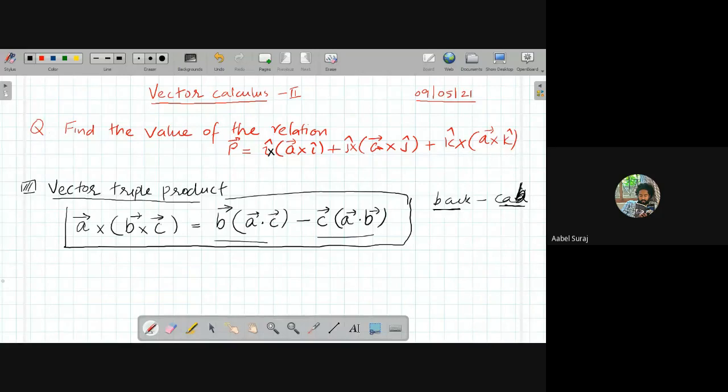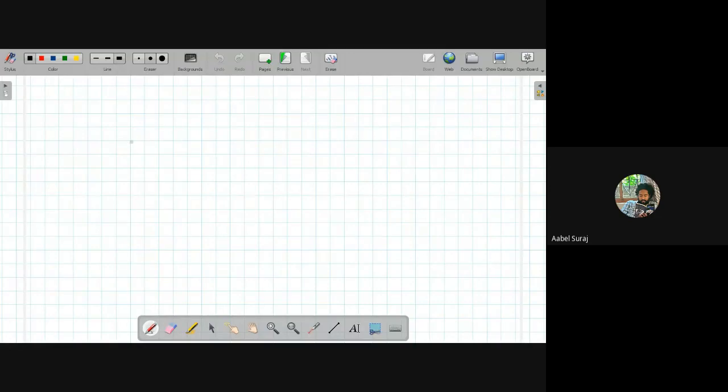Now, how will you represent this? If you have three-dimensional space and three vectors that span the space, this is the A vector, this is the B vector, and this is the C vector. A cross B cross C is a vector which lies in the BC plane, this plane. So this is A cross B cross C.